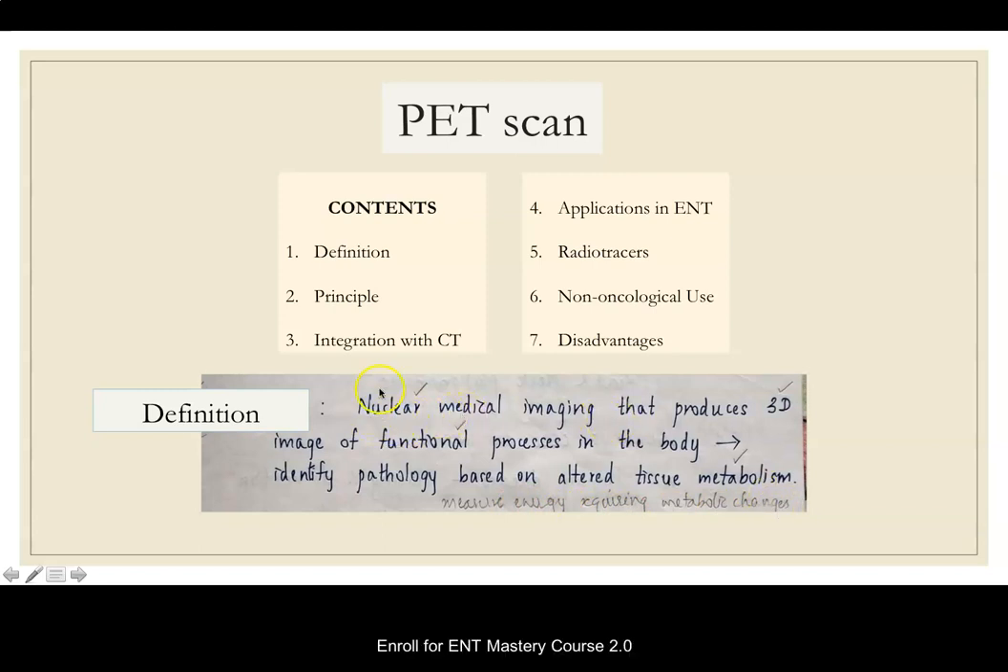And this is based on a radiotracer, so it is a nuclear medical imaging. So how do you define it? PET scan is a nuclear medical imaging that produces 3D images of functional processes in the body. It identifies pathology based on altered tissue metabolism. It measures energy requiring metabolic changes.